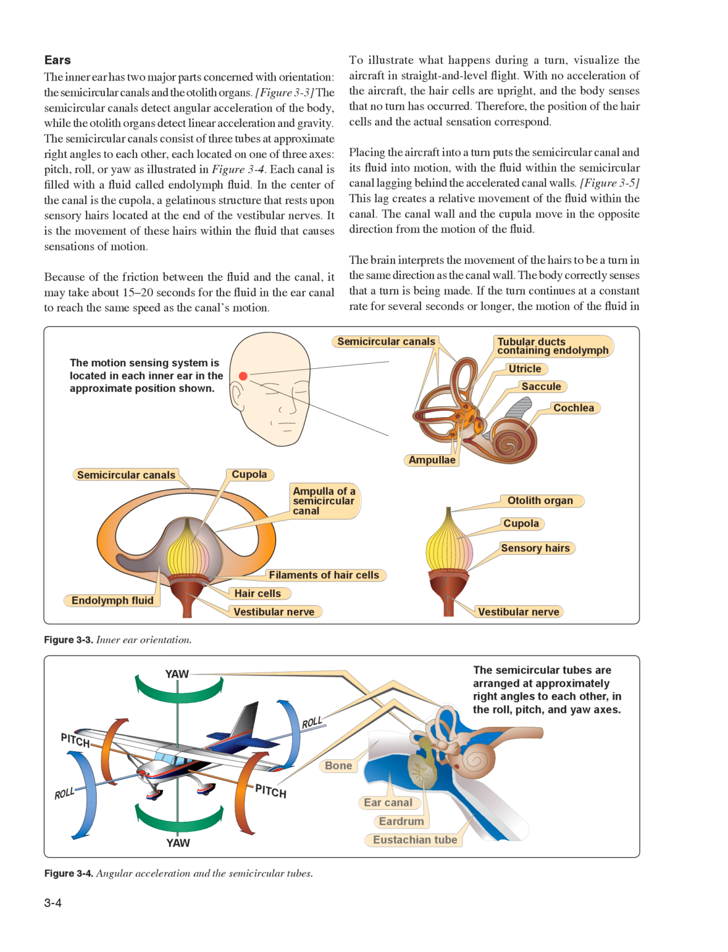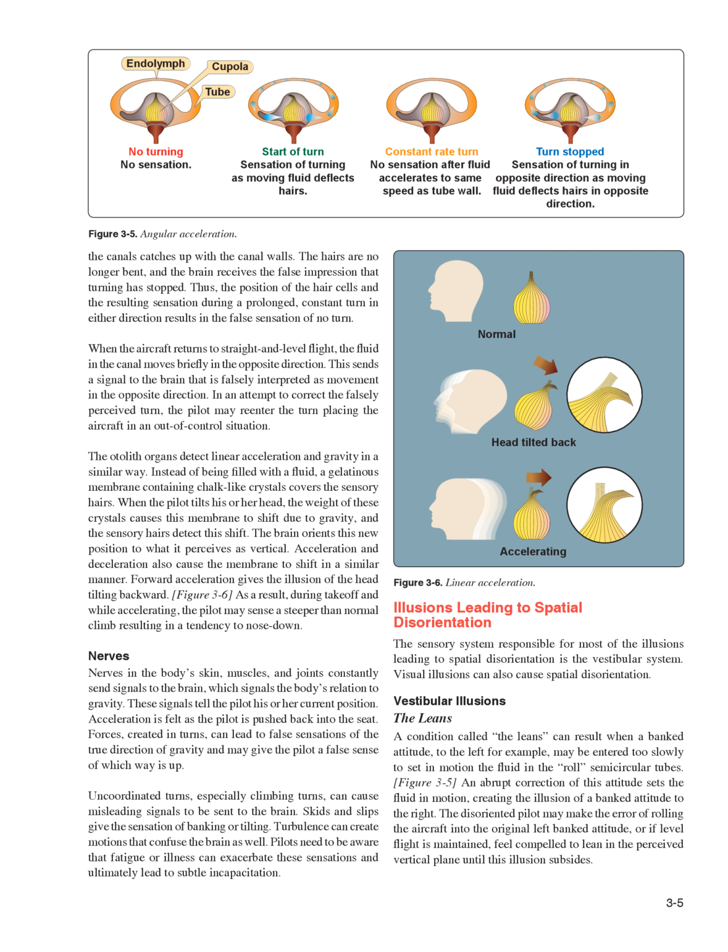If the turn continues at a constant rate for several seconds or longer, the motion of the fluid in the canals catches up with the canal walls. The hairs are no longer bent, and the brain receives the false impression that turning has stopped. Thus, the position of the hair cells and the resulting sensation during a prolonged, constant turn in either direction results in the false sensation of no turn.